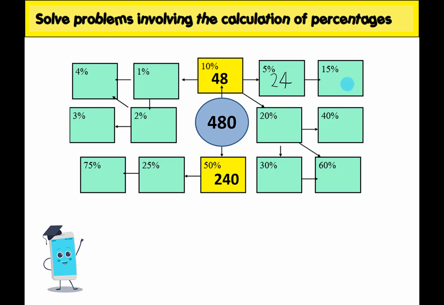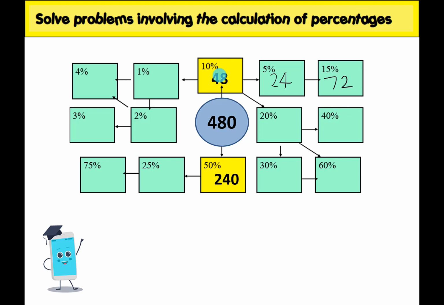Now to find 15%, can you see the link? I've got 10% and I've got 5%. If I just add these two together, 10 plus 5 makes 15. That means the answer in this box plus the answer in this box will give me the answer for this box. So 48 and 24 is 72.